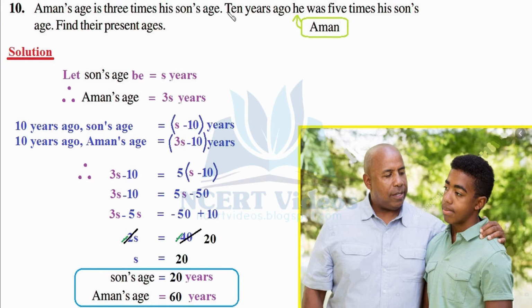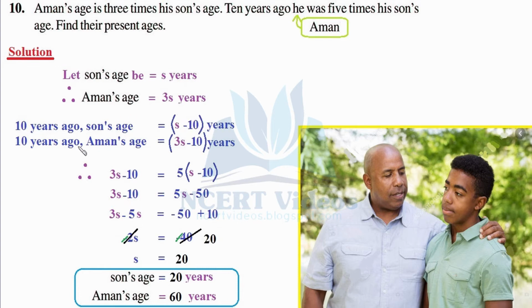Now let's read the second statement. 10 years ago. Just stop here. If these are their present ages, what would be their ages 10 years before? It would be subtraction of 10 from both these ages. So we have done the same. 10 years ago, son's age was, right now he is S years, so S minus 10 years is son's age 10 years before. It is simple like this. If you're 20 right now, 10 years before you were 20 minus 10, that is 10 years old.